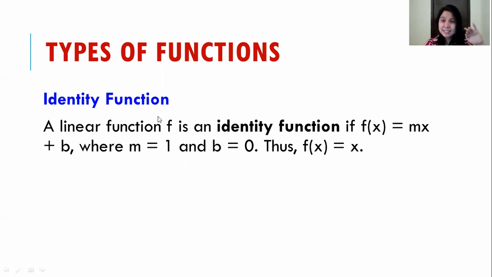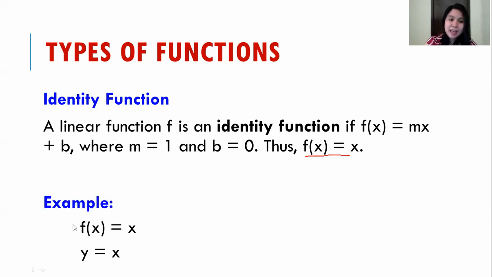If the left-hand side is the same as the right-hand side. Example, there's only one type of that. It's just f of x equals x. Example, f of x equals x, or y is equal to x. That's for the identity function.